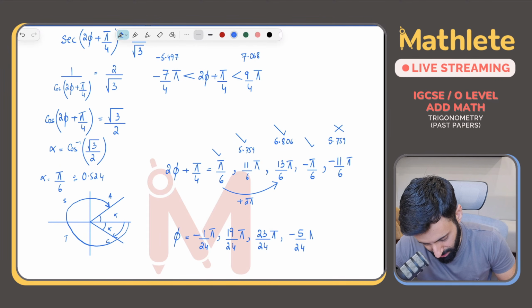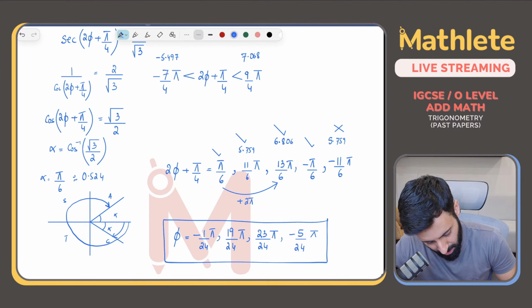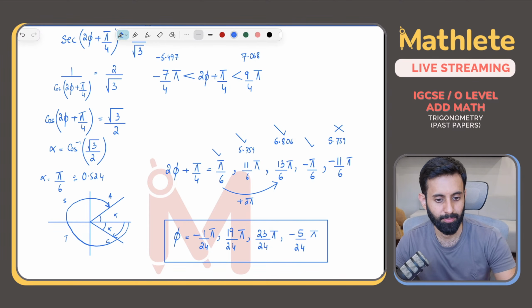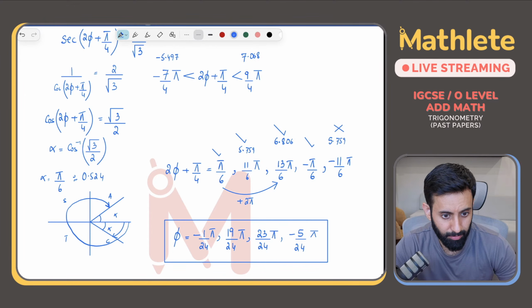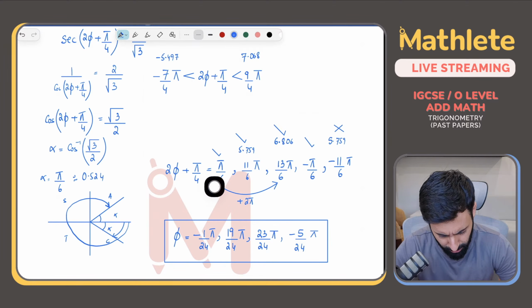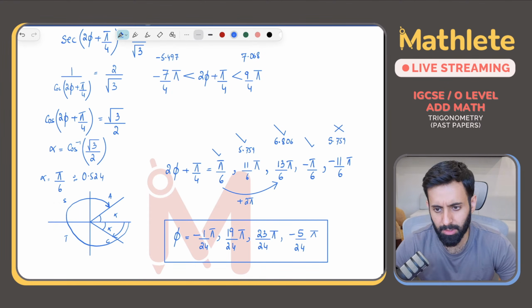So patience is key. Patience and a genuine understanding of the concept is key to solving these questions. There you go. You don't need to show the calculation. For example, you can just write down the values, no need to write pi minus pi upon 6 or 2 pi minus pi upon 6.